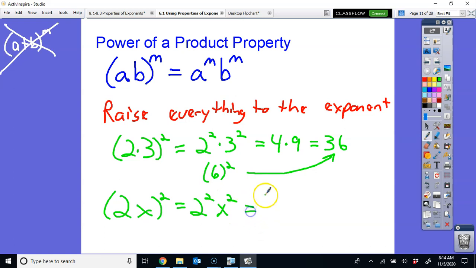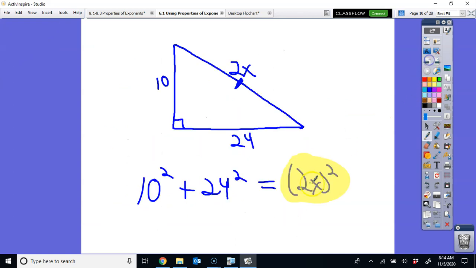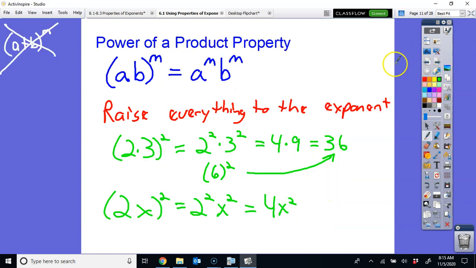So 2 squared is 4. x squared is literally x squared. So now I have this 4x squared, which I can put right here on this side of this equation. I can do the math over here with 10 squared and 24 squared, and I can find out what this would be for x. Now, it would require some solving, and that's going to be a little solving technique that we look at later when we look at square roots in particular, with quadratics. Scary word, right? We'll talk about that later.